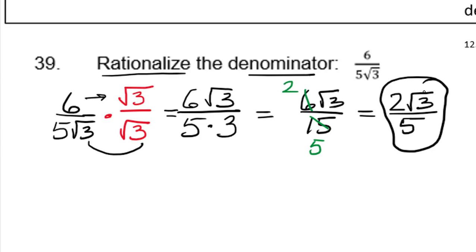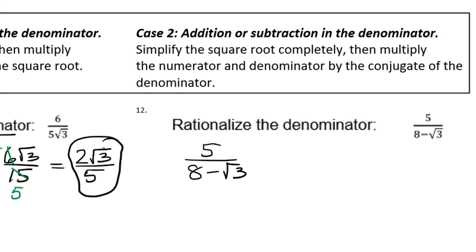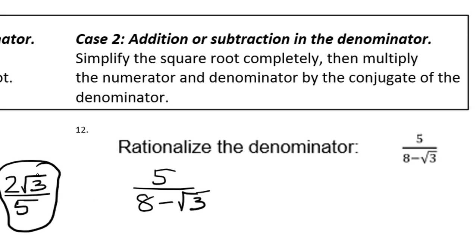Now let's take a look at item number 12, 5 over 8 minus the square root of 3. Again, our goal is to rationalize the denominator. In other words, get the square root out of the denominator so that we have a rational number in the denominator. It might be tempting to multiply by square root of 3, but if we do that, when we multiply square root of 3 times itself, we get 3, which is good. But when we multiply it over to the 8, when we distribute, we're going to get 8 root 3, which means we would still have a square root in our denominator.